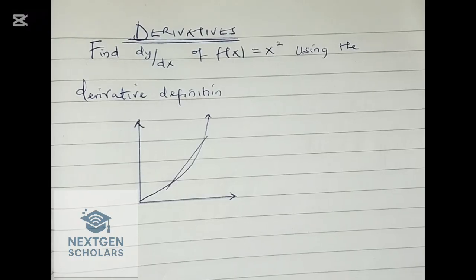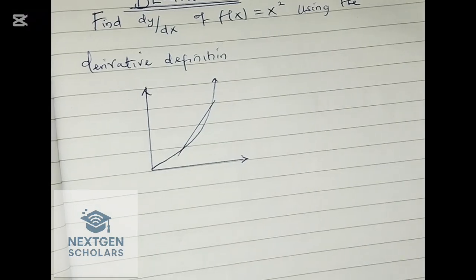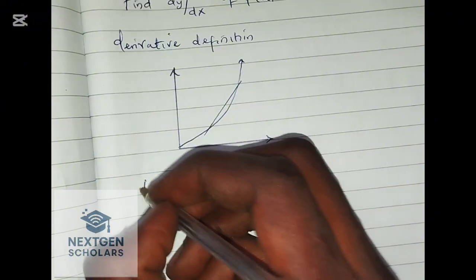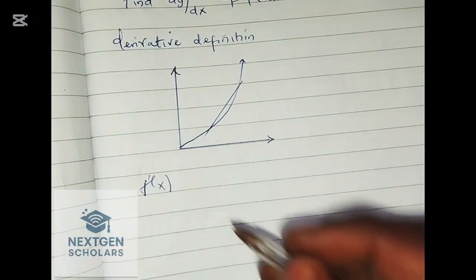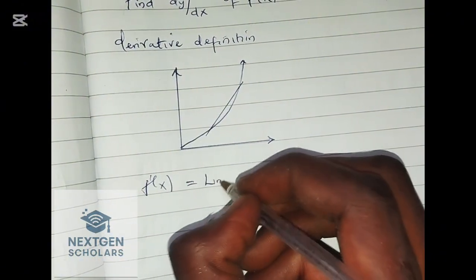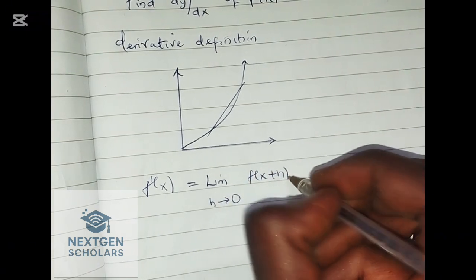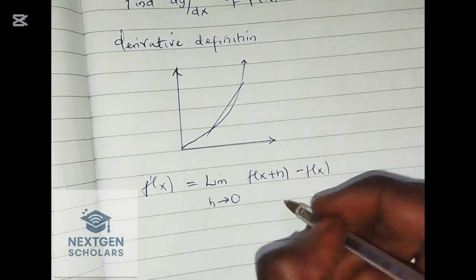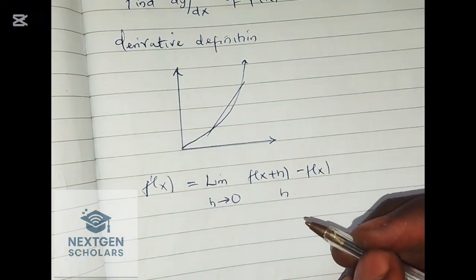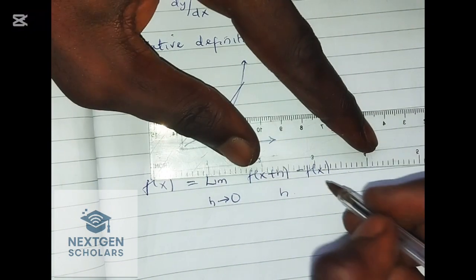Alright, you are welcome to this video, and in this lesson we have been asked to use the derivative definition to find the dy/dx of this function f(x) = x squared. So let's do that. What is the definition to begin with? It defines that f prime of x is equal to the limit as h approaches 0 of f(x + h) minus f(x) all over h. This is the formula for the definition.